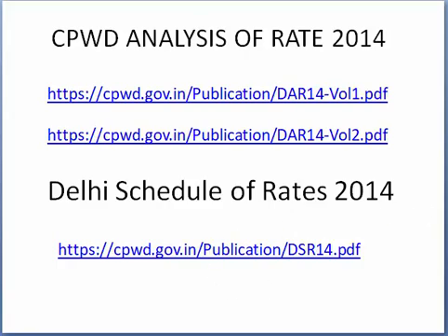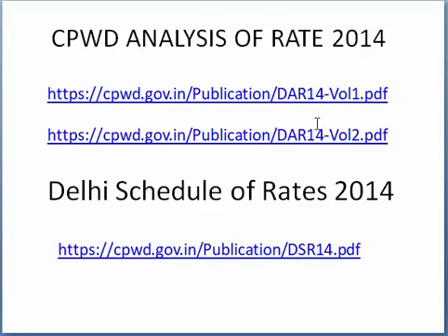I'll just elaborate this again. Delhi Schedule of Rates includes only the rate. For example, if I am doing the cement concrete work, the rate for that cement concrete work per cubic meter is, say, 5,000 per cubic meter. So that 5,000 rate, it is a rough example, will be given in the DSR.